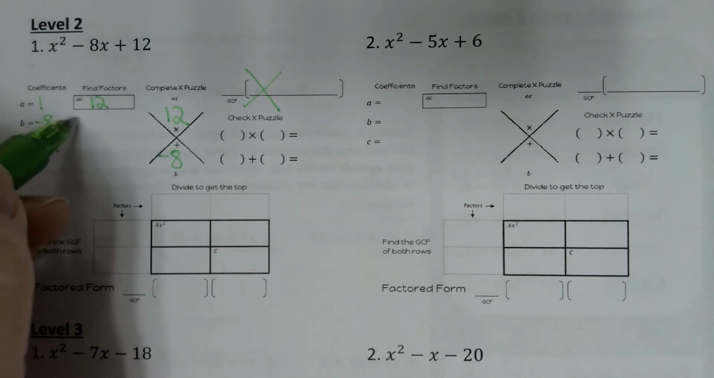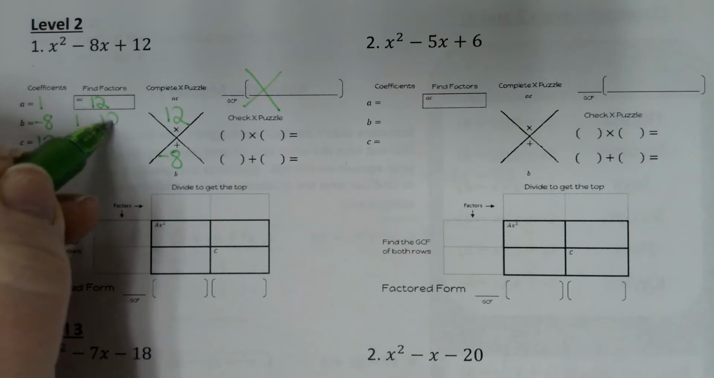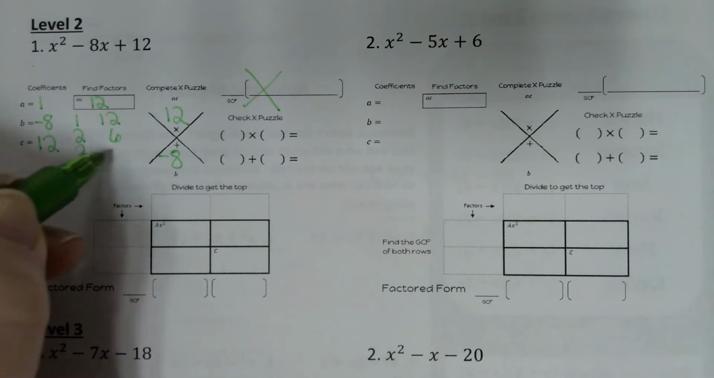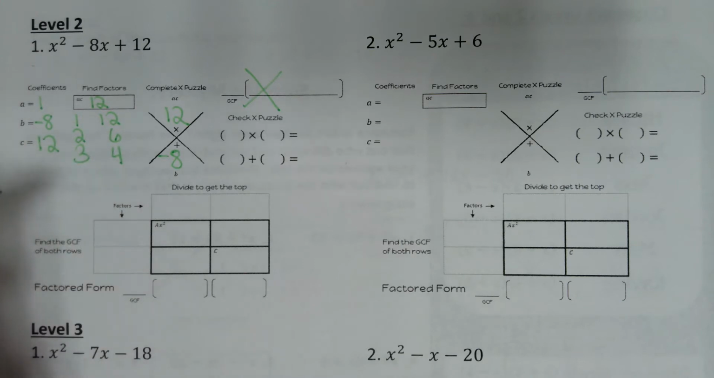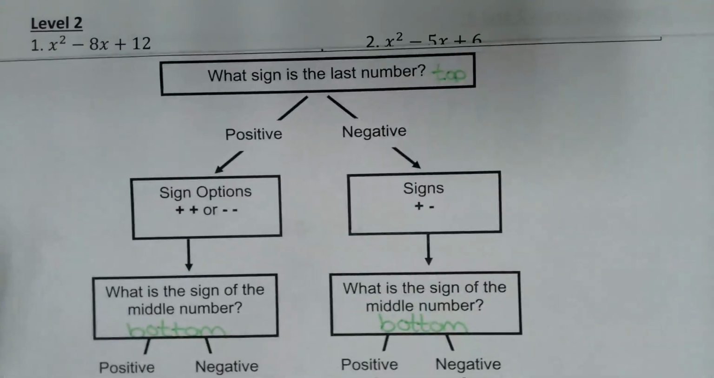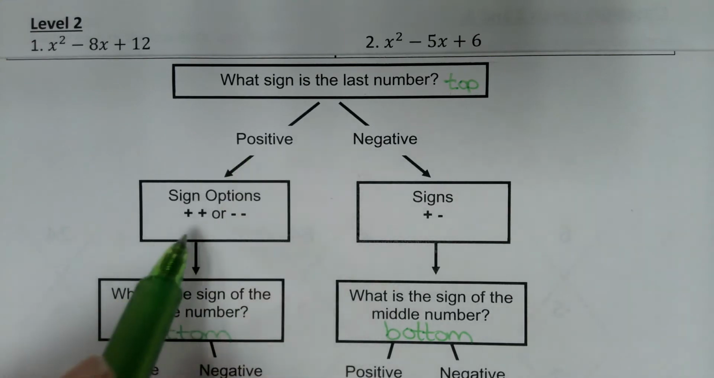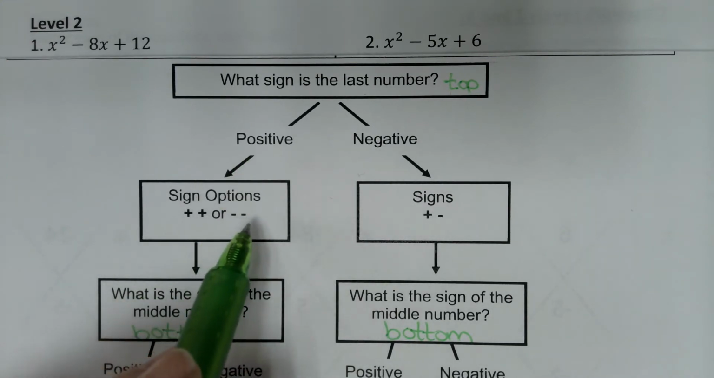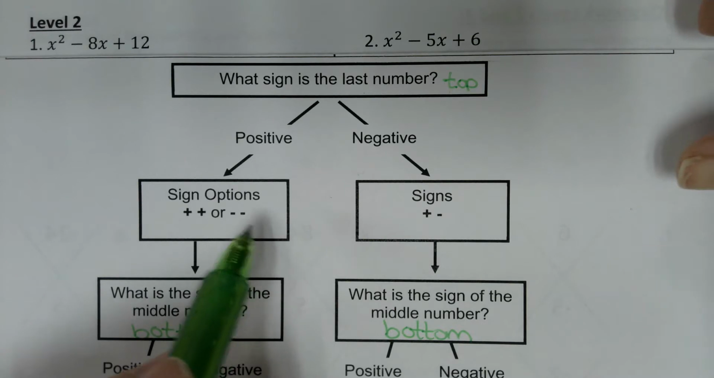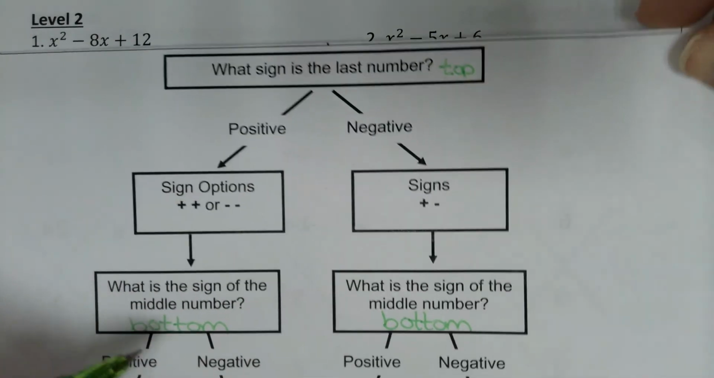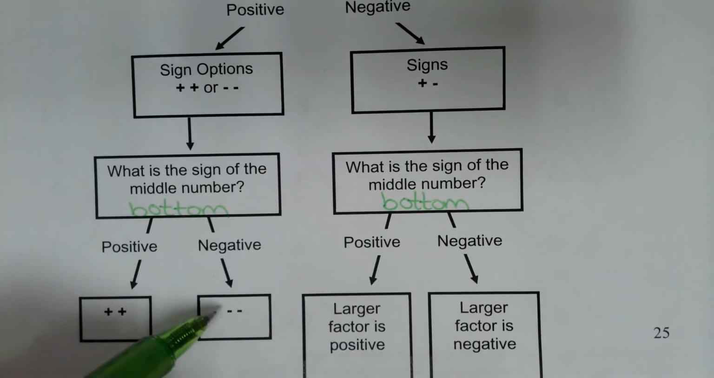List the factors of 12. 1 and 12, 2 and 6, 3 and 4. Those are all of the factors. Look at your factoring flowchart. The sign of our top number or the last number is positive, so we'll follow it down and see that I can use 2 positives and 2 negatives. The sign of my middle number or the bottom of your X is negative, so I have to use 2 negatives this time.